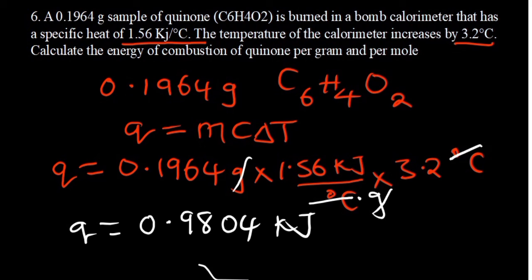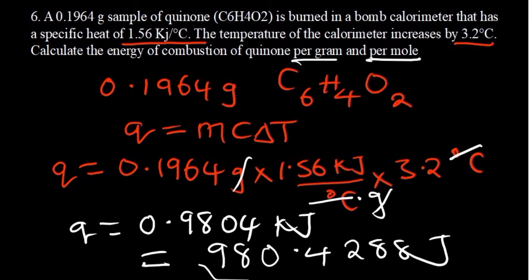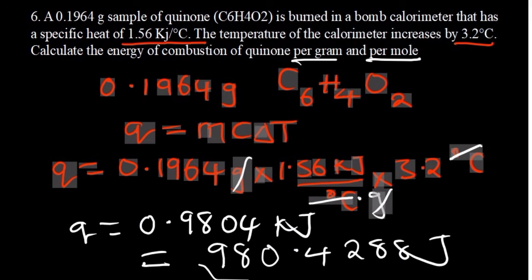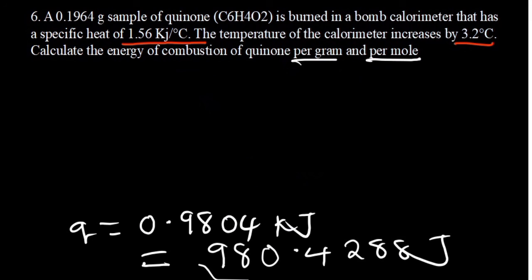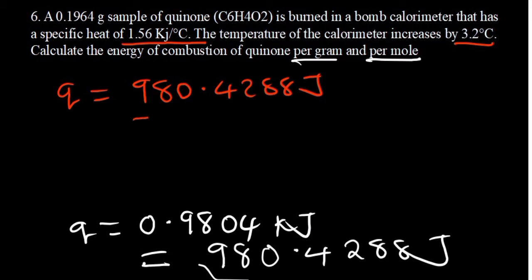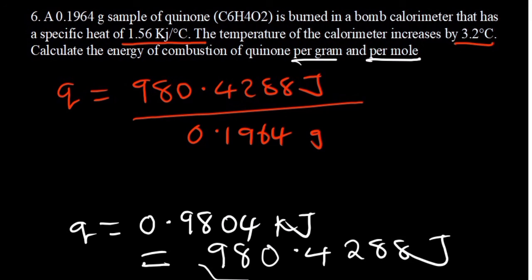Now in the question, they want us to find per gram and per mole. So we would want this value to be a bit bigger. Kilojoules means we multiply by 1000 for it to be in joules, which is 980.4288 joules. Where they're saying per gram, you divide by the mass in grams, 0.1964. So 980.4288 joules divided by 0.1964 grams gives 4,992 joules per gram. It's per gram because we've divided by the mass.